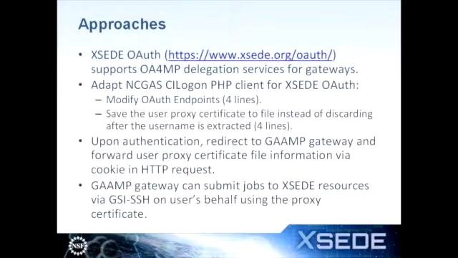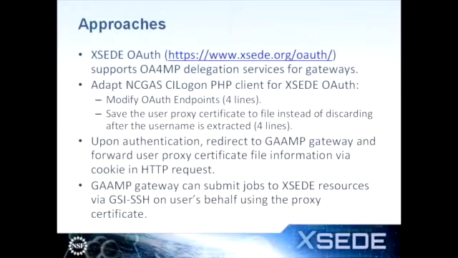Our XSEDE OAuth supports OA4MP delegation services for gateways. So our approach basically was to adapt the NCGAS CILogon PHP client for the XSEDE OAuth. It actually turns out to be a pretty simple adaptation. We only need to make two changes from the previous CILogon client. First, we need to modify the OAuth endpoints. It's just 4 lines of URL that we need to change.